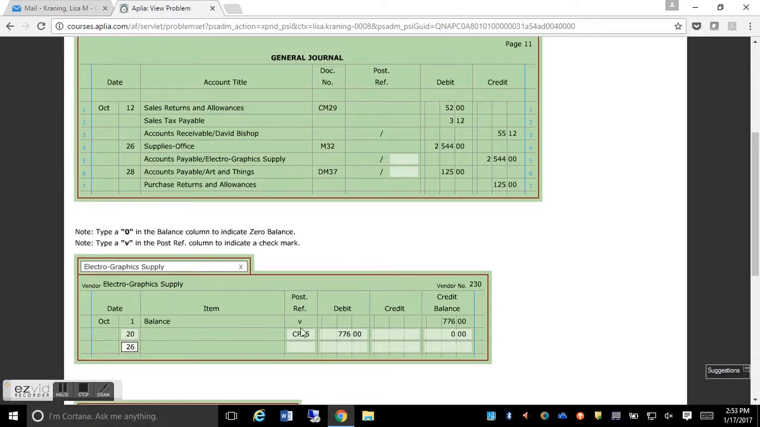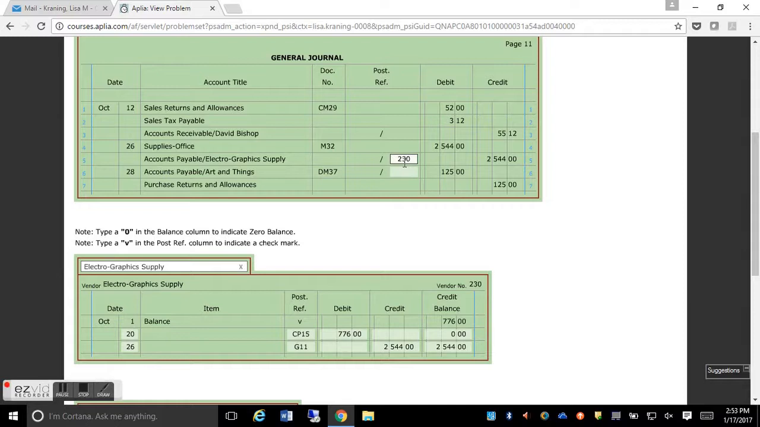Excuse me, I'm going to stop and go back up. This is coming from the General Journal, page 11, so G11. Following this over, it's a credit. So you'll write 2544. You have a credit and a credit, so you add. So your balance will be 2544. And once again, you will take the account number up here and put in 230.